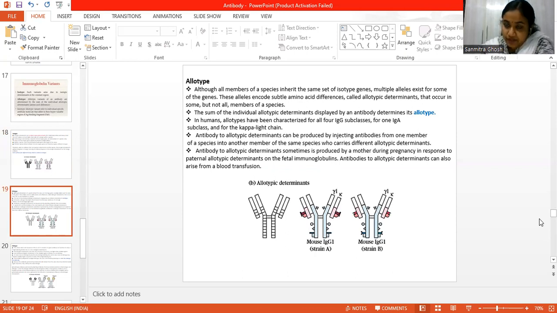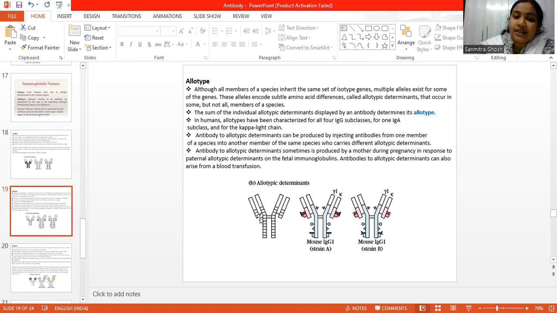allotypic variant. As we mentioned in the case of the isotypic variant, all the members of a species inherit the same type of isotype genes. But at the same time, I also mentioned that in many cases, there are multiple alleles present in some of these genes. So the allotypic variants arise from these multiple alleles existing for certain genes. Because of the variation of these alleles, the codons will be different, and when the codons are different, there will be subtle amino acid sequence differences in this particular zone.